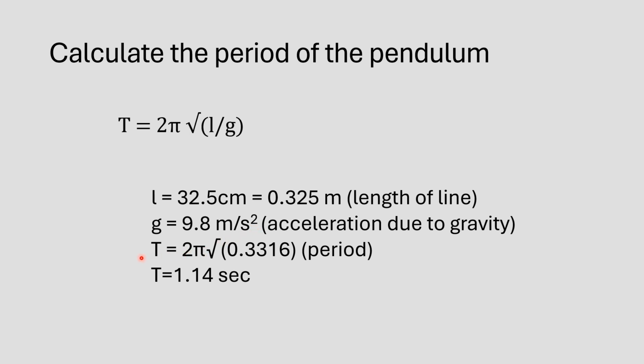So to calculate our period, we put these numbers in. It's equal to 2 pi times the square root of 0.325 divided by 9.8. That's 0.3316. And putting that in our calculator, we get a theoretical value of 1.14 seconds. Now you notice the theoretical and the experimental differ slightly.